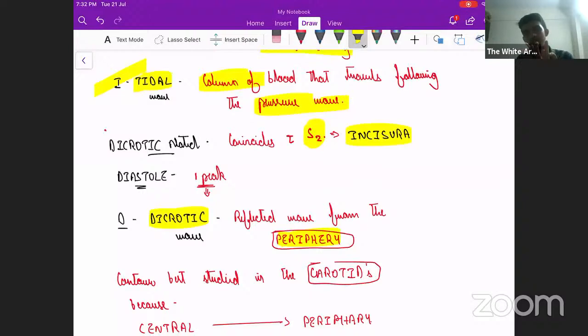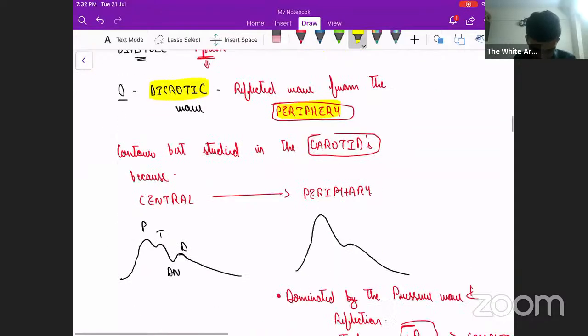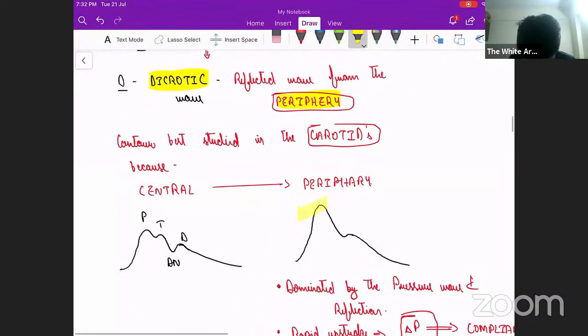One is the pressure wave that you see. One more is the reflected wave that you see. Correct? So you get just one upstroke in the systole and one upstroke in the diastole. And this is very much smooth. The incisura which was there is very much smooth.